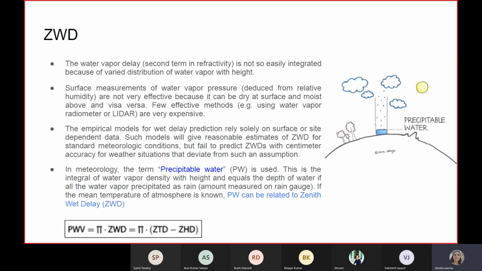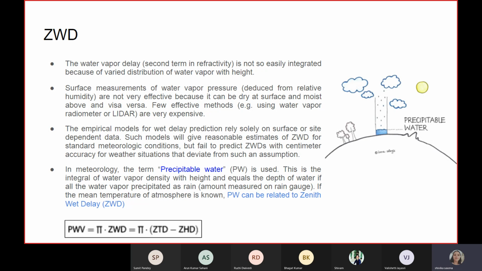So what is the alternative effective method we are given? That is measuring the zenith wet delay. We are measuring zenith wet delay from the GPS. It is a relatively cost effective technology. You have GPS on your phone. Since surface measurements are not very effective and other methods are expensive, we are left with our only option, that is GPS.